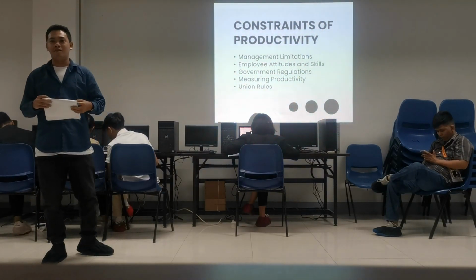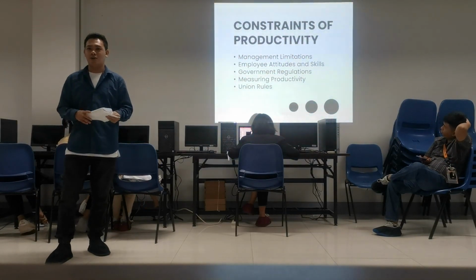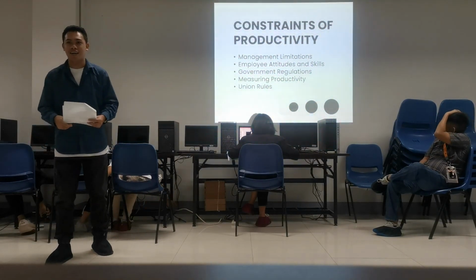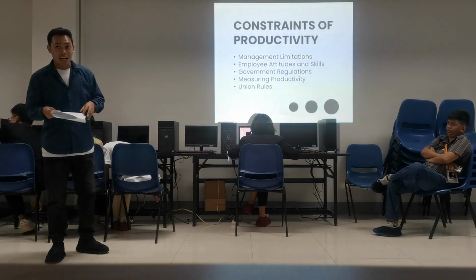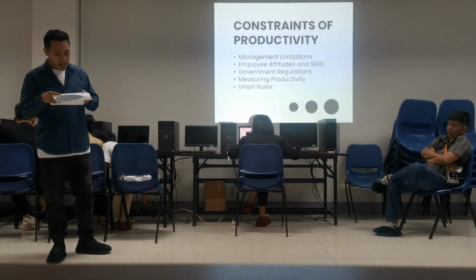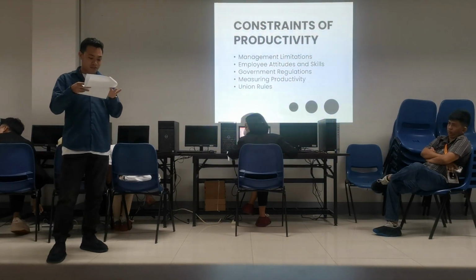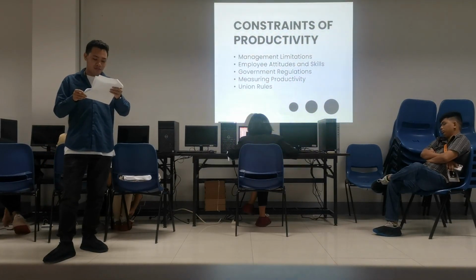So, in measuring productivity, we make sure that there is improvement and that we do not just stay put. So we set standards so that our productivity improves. Next is the last one, the union rules. So, many union contracts specify rules for what?